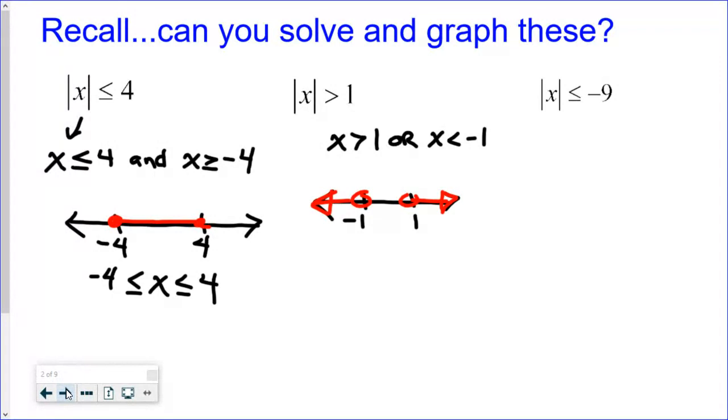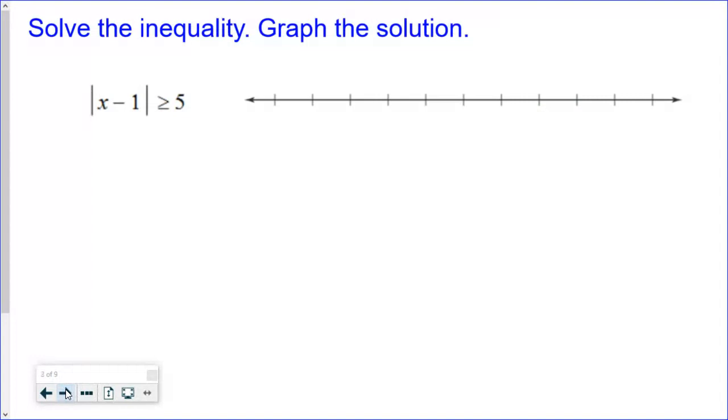And the reason I put this one here, is there a time when you're ever going to have an absolute value that is less than or equal to a negative? No. So that would be a no solution, because an absolute value cannot be smaller than a negative, because it can't be negative at all. Okay, let's do some problems.